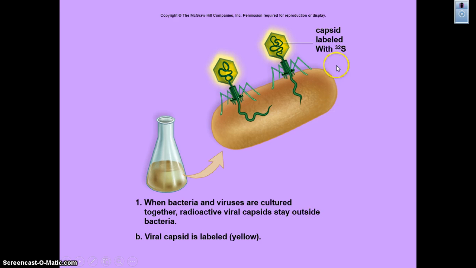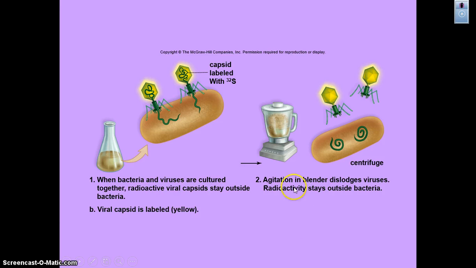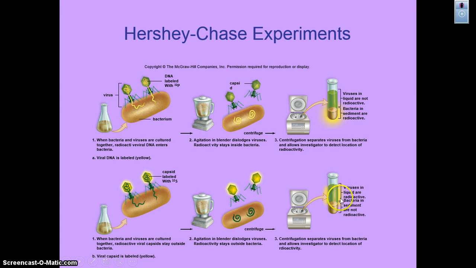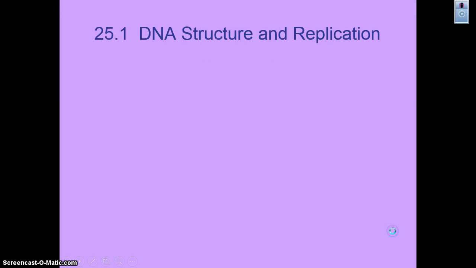On the other hand, they took S35 and labeled the capsid with it. So this time, not the DNA was radioactive, but the protein capsule around it was. Again, they put them into a blender and agitated them and knocked the viruses loose from the bacteria. And when they put them in a centrifuge, which separated the bacteria from the virus capsids, they found that the radioactivity was in the virus capsids, so at the top this time instead of at the bottom. And you can see the difference here. So what this shows is that it's not protein that goes into the bacteria with the DNA, it's just the DNA. And that's what they showed through this experiment.